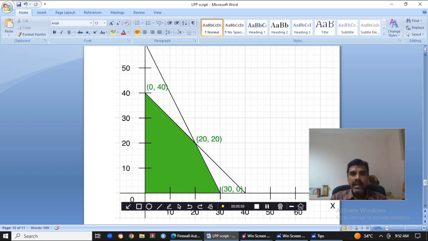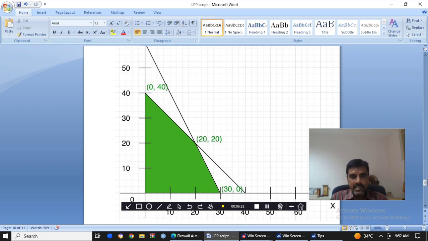So after finding the boundary, you can also take one more coordinate as 0, 0. So the total feasible region boundaries are: one is 0, 0, another one is 0, 40, another one is 20, 20, and another one is 30, 0. So four different points, you can also name them A, B, C and D. This is how you are going to find out the coordinates for the boundaries of the feasible region.